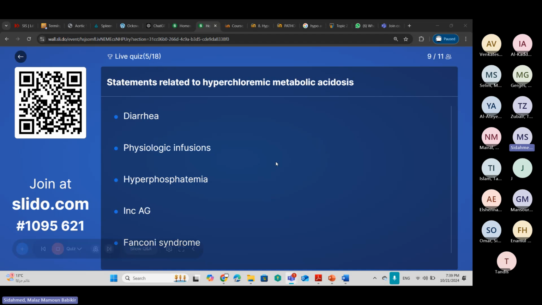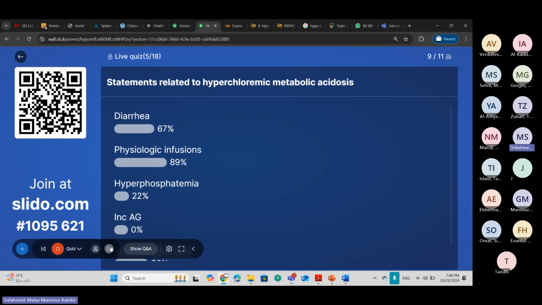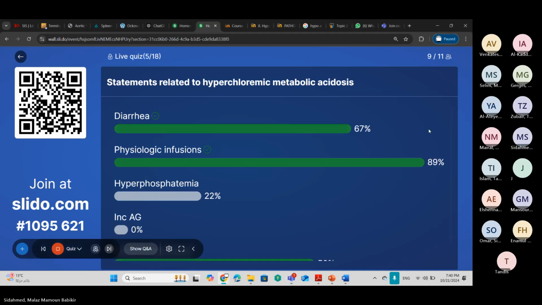Okay, so the answers. Yep, precisely. Diarrhea would not lead to hyperchloremic... oh no, sorry, it would lead to hyperchloremic, yeah. Physiologic saline infusions would lead to hyperchloremic as well. Both of these are normal anion gap, and Fanconi syndrome would do the same.